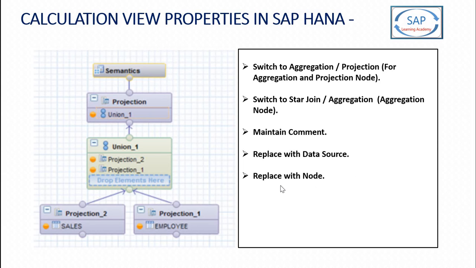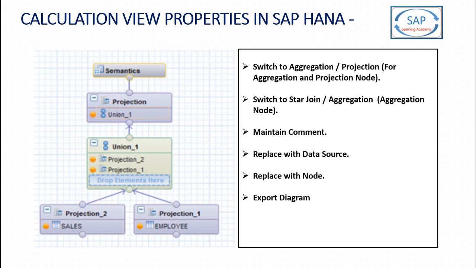And similar to that, we have the replace with node. Suppose in this calculation view, I have different nodes like projection 1, 2, union 1. Suppose you have a very big calculation view and you want to replace some node. Suppose you want to replace this projection with projection 2. So simply you can right click here and you can find in the drop down projection 2, so that you can replace this projection with projection 2.